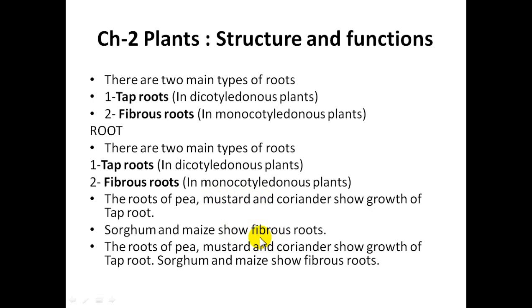The corn is called a monocotyledonous seed. So sorghum and maize show the fibrous root. The root of the pea, mustard, and coriander show growth of taproot. Okay, sorghum and maize show the fibrous root.